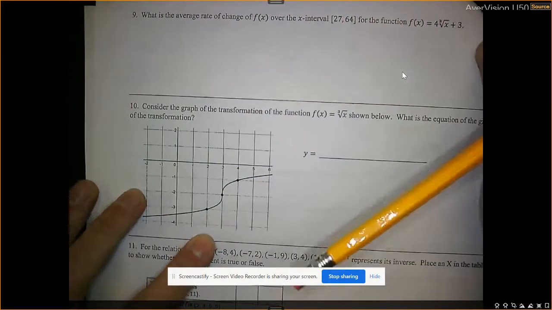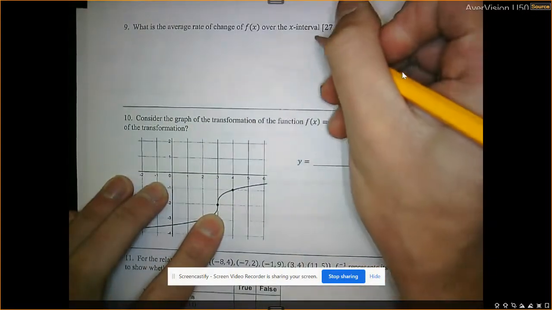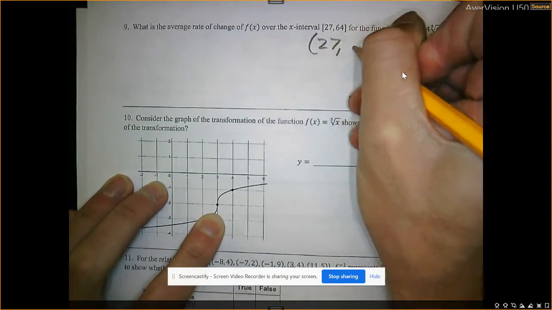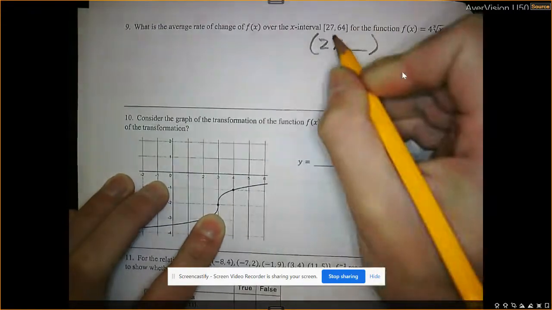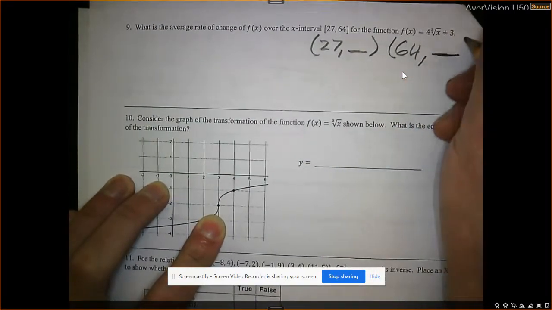It is asking, what is the average rate of change of f of x over the x interval 27 to 64? So this is when x equals 27. When x equals 27, we have to find what y is going to be. And then when x equals 64, we have to find what y is going to be.